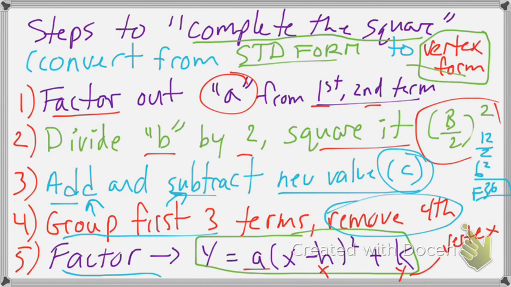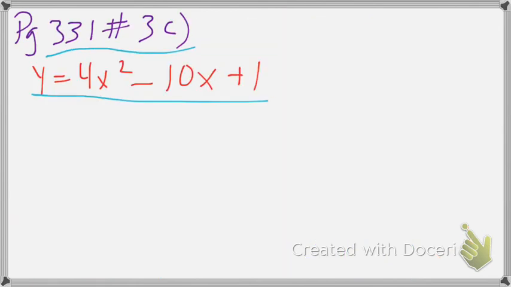And your a value is going to be factored out, and then you'll end up with your equation looking like this. Y is equal to a bracket x subtract h bracket squared plus k, and that is literally vertex form. Okay? So, getting into the actual example question. First step.